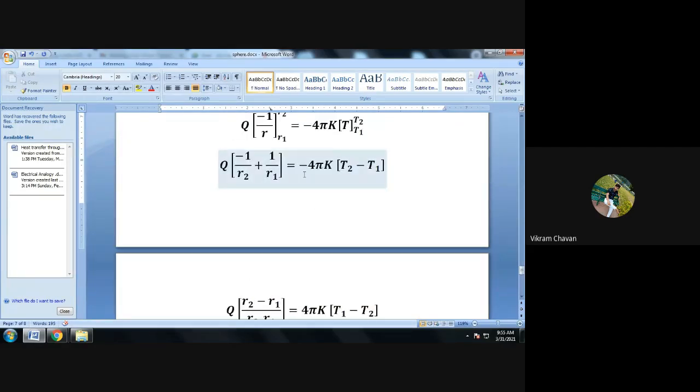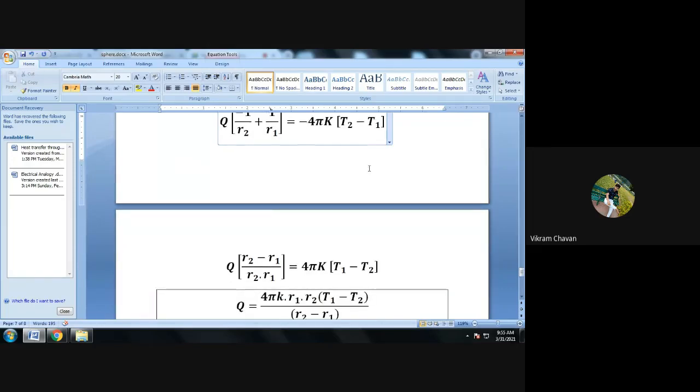Now here what we have done, we have taken this negative sign inside the bracket. So when you take this negative sign inside the bracket, plus t2 becomes minus t2 and minus t1 becomes plus t1, so the temperature term will be t1 minus t2. So that we will get the equation as q into bracket r2 minus r1 whole divided by r2 multiplied by r1 is equal to 4 pi k into bracket t1 minus t2.